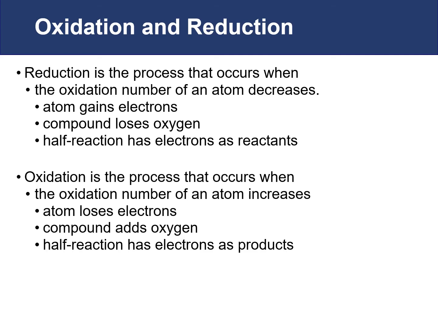Oxidation, on the other hand, is a process that occurs when the oxidation number of an atom increases. You'll find that that atom loses electrons. A lot of times the oxidation path can be identified by compounds adding oxygen, but it's not always the case. You'll find when we determine the half reactions that the electrons are written on the product side for the oxidation pathways.